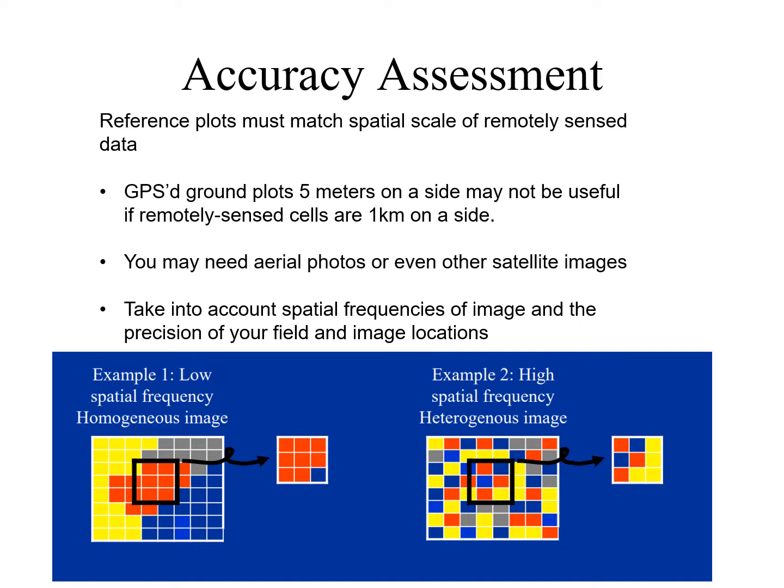And so you have to take into account spatial frequencies of the image and the precision of your field and image locations. So for instance, example 1 there shows low spatial frequency, more or less an image with homogeneous patches. And in that, we have just a simple box representing a particular scale of sampling, and that scale, whatever, 8 out of 9 boxes are one class and 1 of the other boxes is another class, and that may be useful for what we're doing.